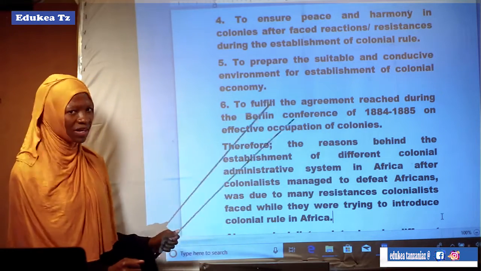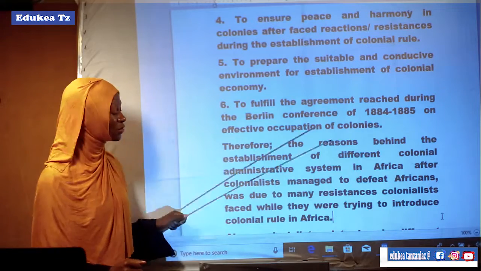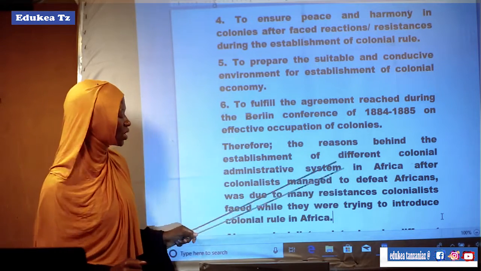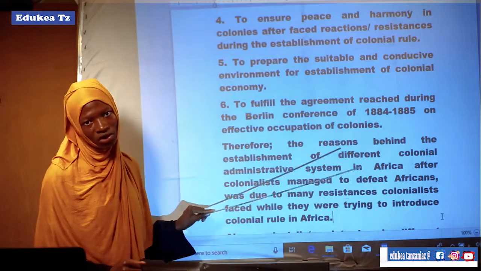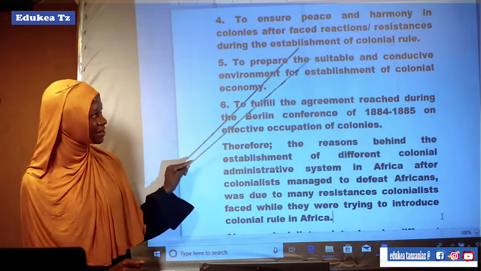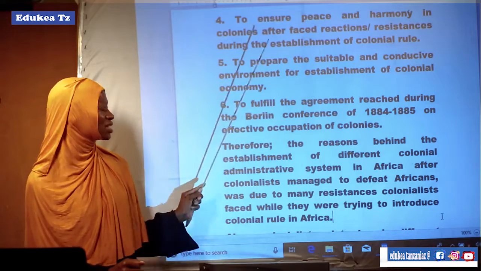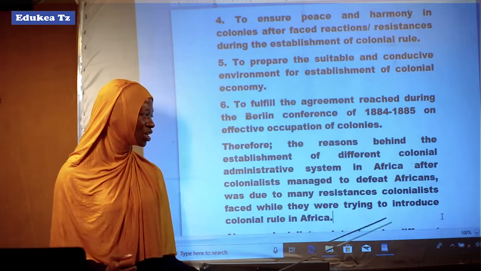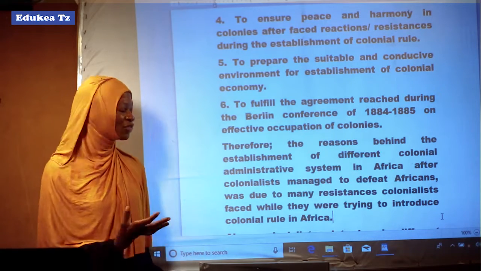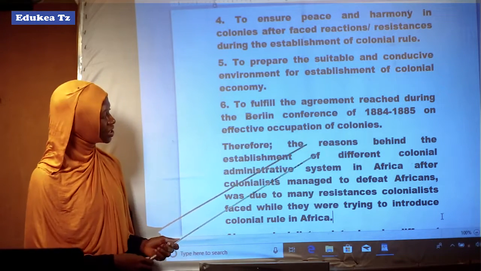During the scramble for and partition, and during the establishment of colonial rule, Africans were not aware of the situation of being colonized by colonialists. That's why they started to establish the colonial administrative system in order to maintain full control of ruling.